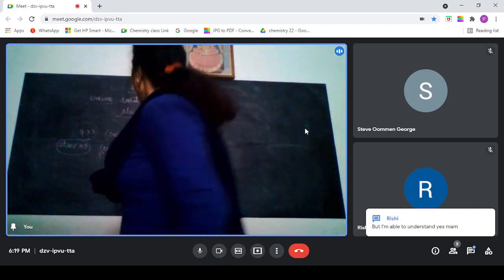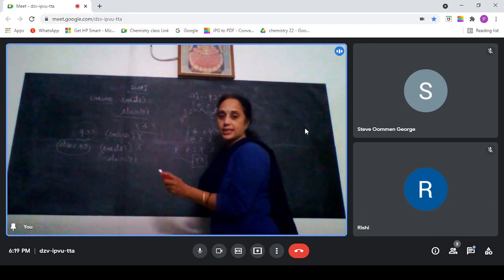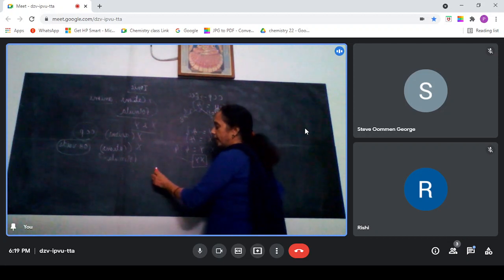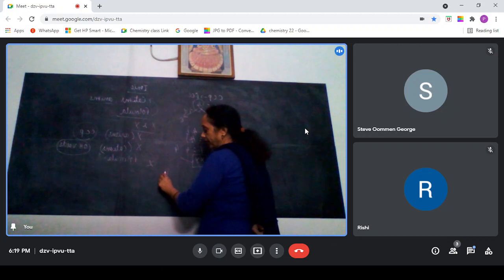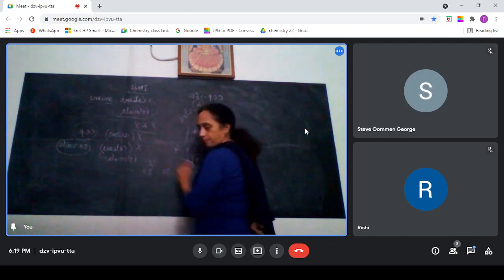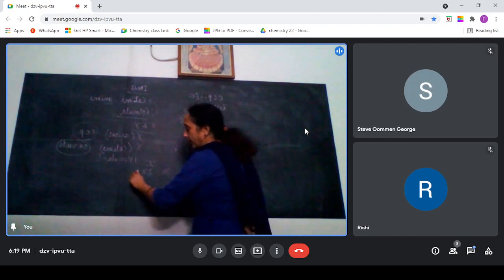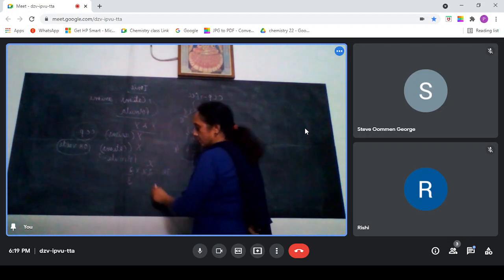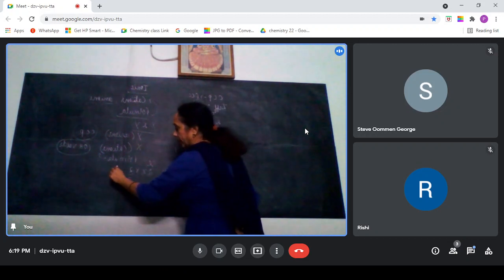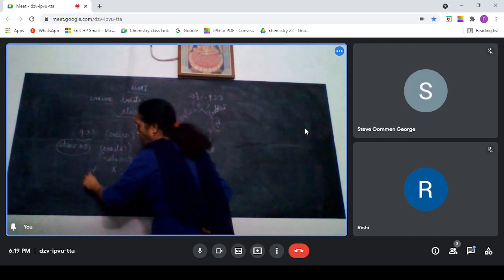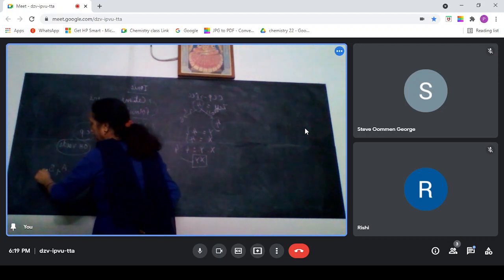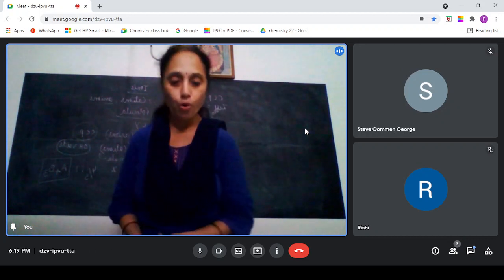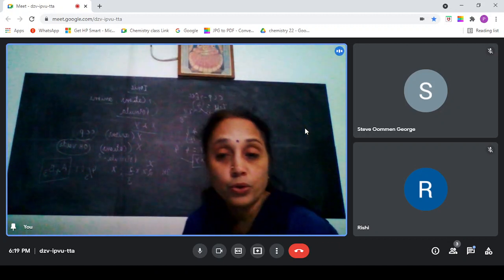As Rishi and Steve said, you take the number of atoms of B as x. So the number of tetrahedral voids will be 2x. A is occupying 2/3 of 2x. So A is to B will be 2x times 2/3 is to x. That means 4/3 is to 1, or A4B3 will be the formula of the compound. There are very interesting questions on this.